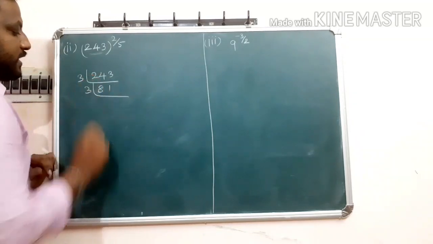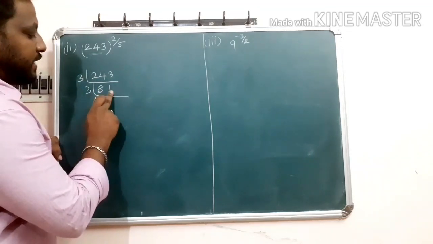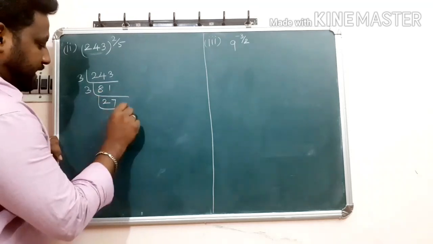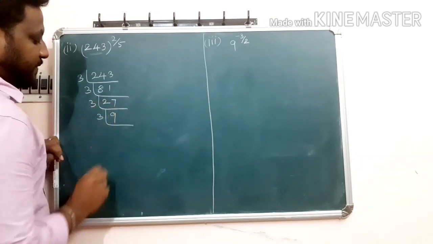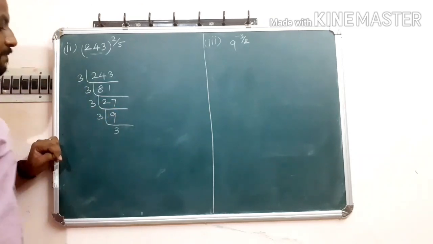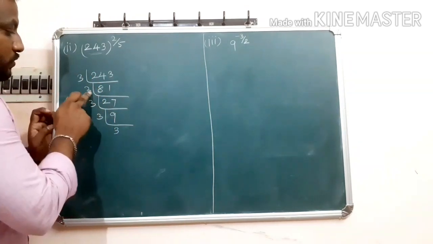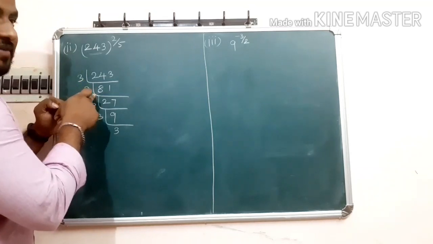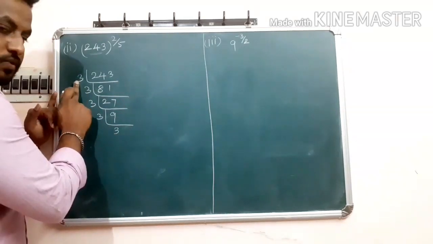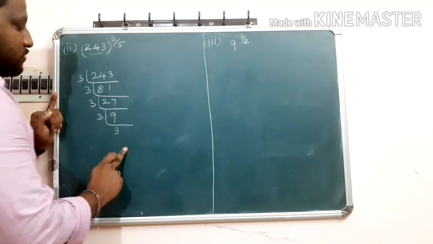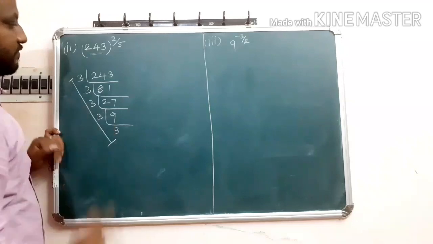Again you have to do it with 3. So 2 3s are 6, remaining 2, 21. 7 3s are 21. Again you can divide by 3. So 9 3s are 27. Again you have to divide by 3. 3 3s are 9. So you have to divide with prime numbers only. So don't stop here at 81. We know that 9 9s are 81, so directly you could write 9 into 9. That is wrong. You have to divide with prime factors only. So how many times is 3 there? 1 2 3 4 5. So 5 times.